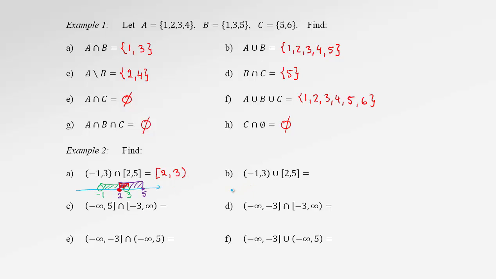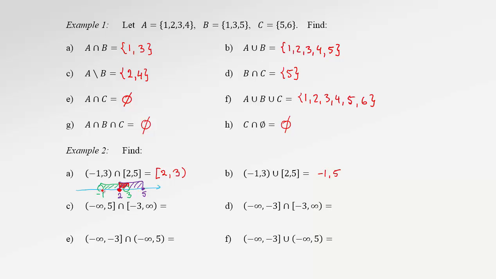Let's try B. Notice that we work with exactly the same intervals, so we could actually look at our previous diagram. Since this is a union, we're taking everything that's in green or purple. Therefore, this interval will be from -1 till 5. Everything from here to there. So -1, 5, and just double check the endpoints.